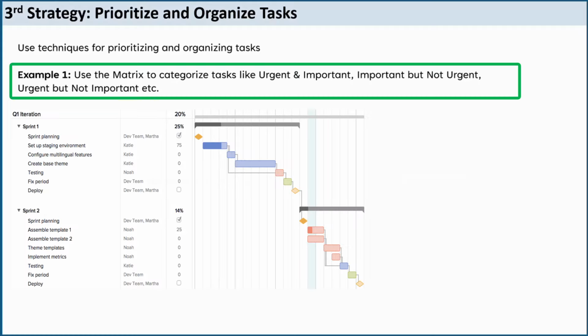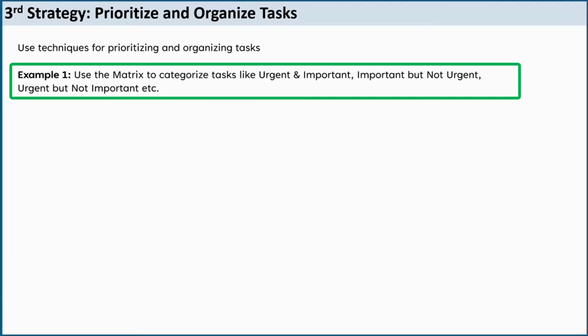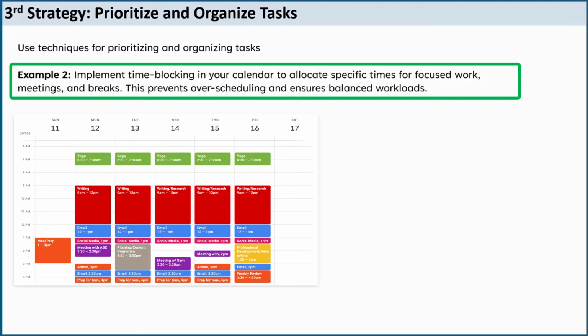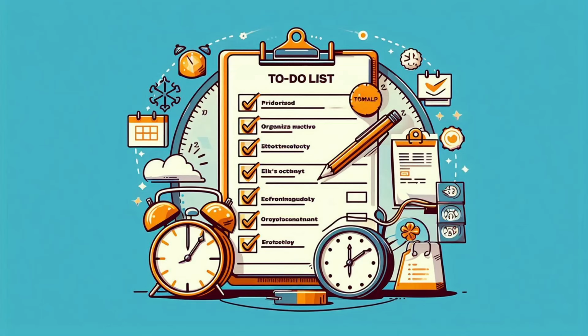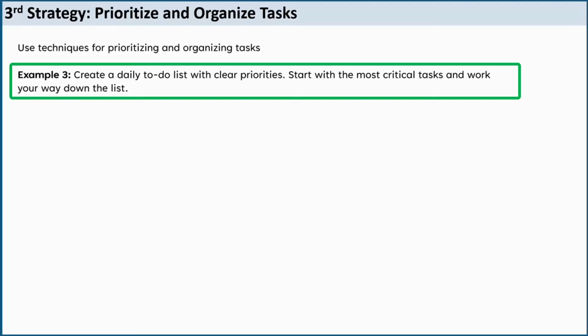Number one, use a matrix to organize tasks like urgent and important, important but not urgent, urgent but not important, etc. Categorize them. Implement time blocking in your calendar to allocate specific times for focused work, meetings, and breaks. Third example, create a daily to-do list with clear priorities. Start with the most critical task and work your way down the list.